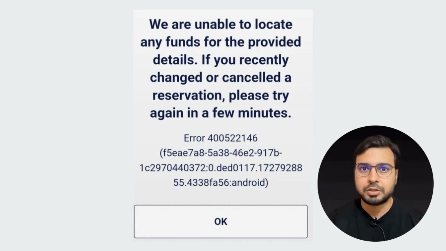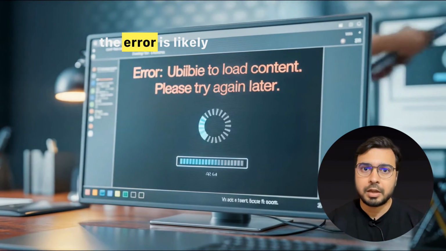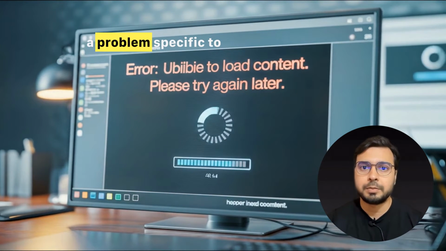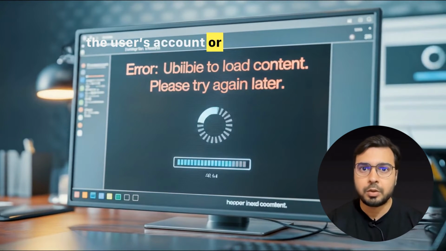As per our research, the error comes when users try to use their Southwest flight credits, especially in cases where the first name contains two words. The error prevents the user from applying their travel credit during booking. According to our research, the error is likely caused by formatting issues in the name or a problem specific to the user's account or the Southwest system.